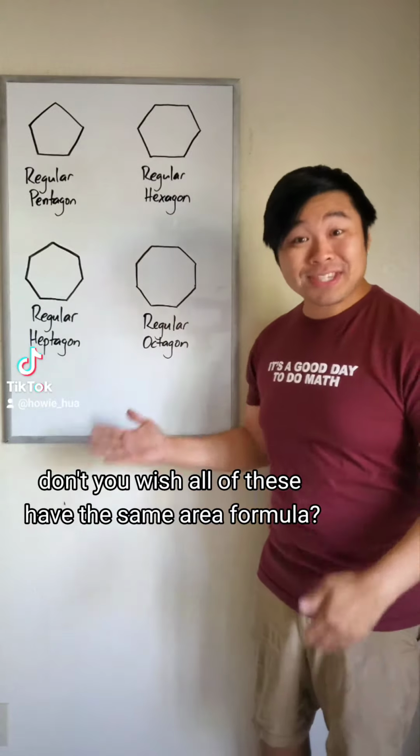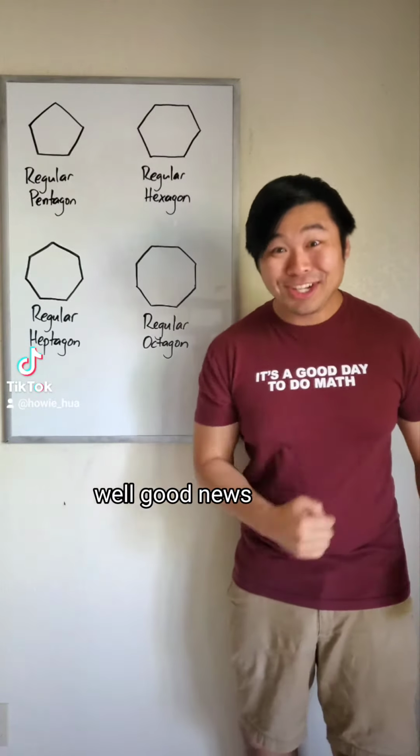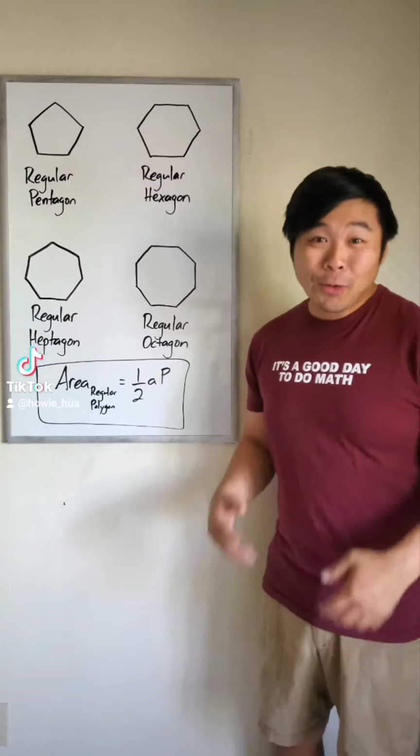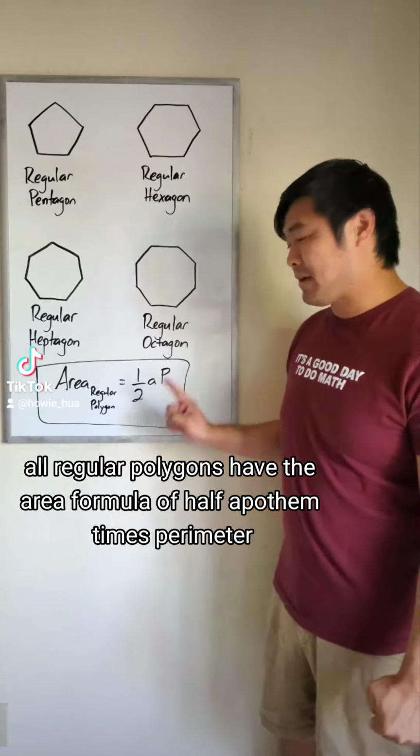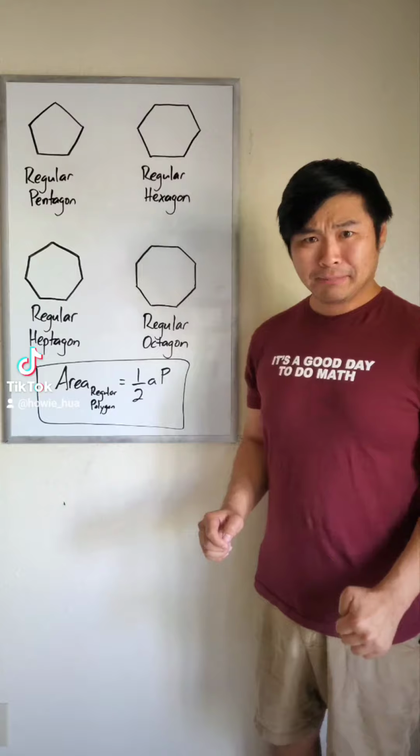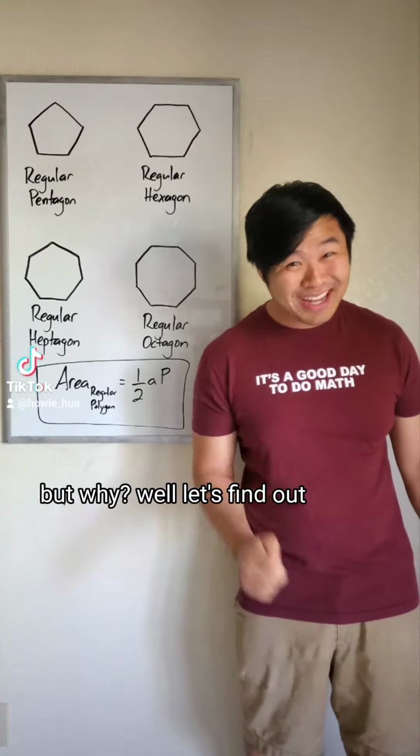Don't you wish all of these have the same area formula? Well, good news, because they do. All regular polygons have the area formula of half apothem times perimeter. But why? Well, let's find out.